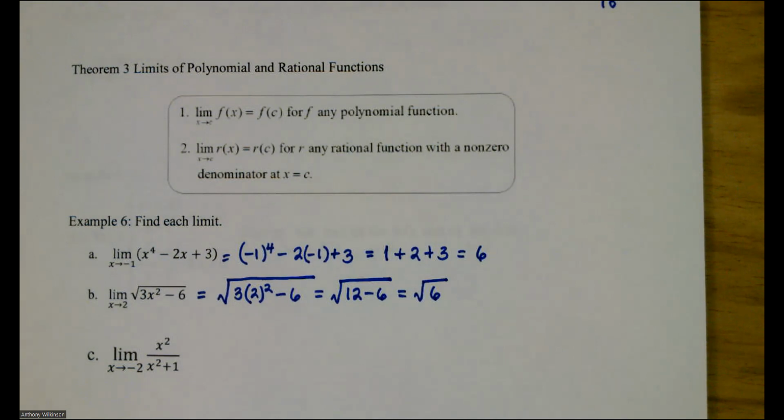And 6 is not a perfect square. So in this case, the limit as x approaches 2 of the square root of 3x squared minus 6 will be just the square root of 6.